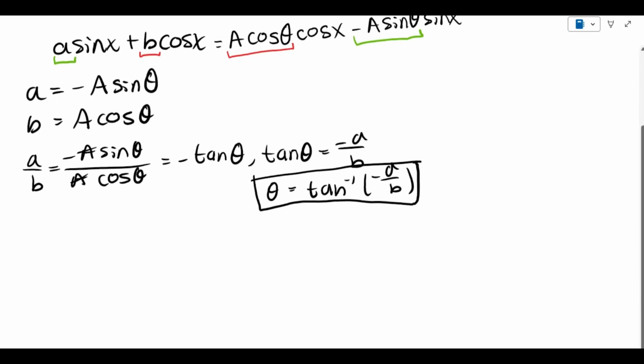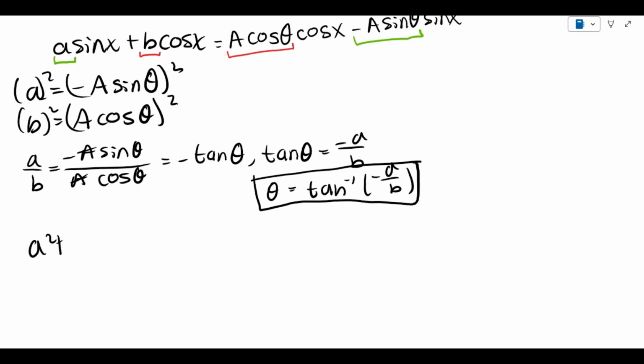Now the second one, we're going to isolate the capital A. So why don't we just square this, and also square that, and actually add them up, okay?